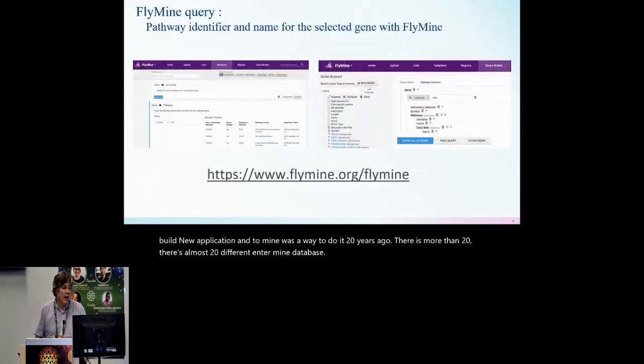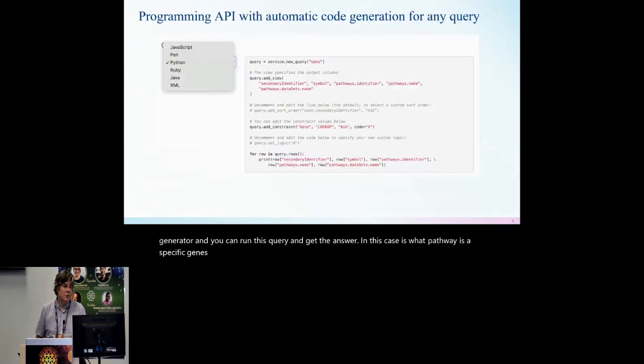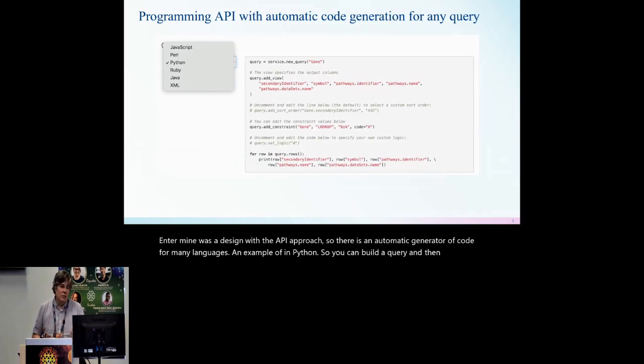So here's a look at what building a query is within InterMine. You have a query generator, and you can run this query and get the answer. In this case, it asks what pathways a specific gene is involved in. We will come back to this query later. InterMine was designed with an API approach, so there is an automatic code generator for many languages. Here's an example in Python. You can build a query and then run it within your preferred language.